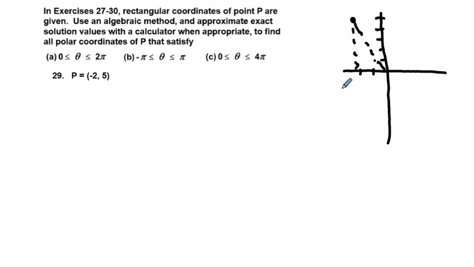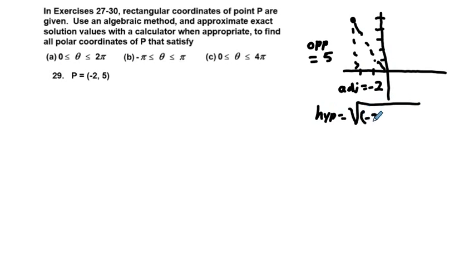So we have, in this case, our adjacent side being negative 2 to the left of the y-axis, and our opposite side being 5. And so in this case, our hypotenuse, this diagonal distance here, is going to be the square root of negative 2 squared plus 5 squared. And when we work this out, we're going to get 4 plus 25, or 29. So our answer for the hypotenuse is the square root of 29.